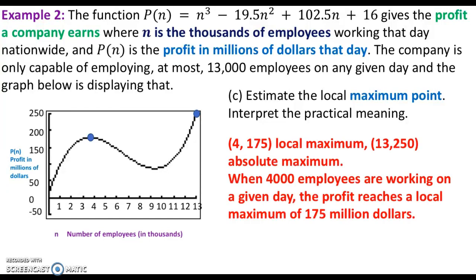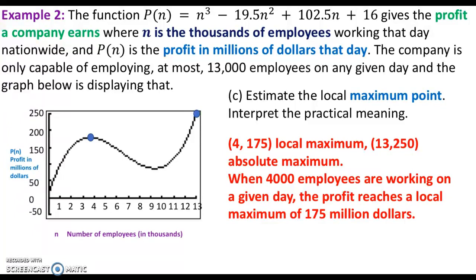So I'm just going to estimate that. My local maximum point is estimated to be at the point 4, about 4, and I'm saying about 175. Again, I'm just estimating it from the curve. And another absolute maximum, which is also a local maximum, here at 13, 250.